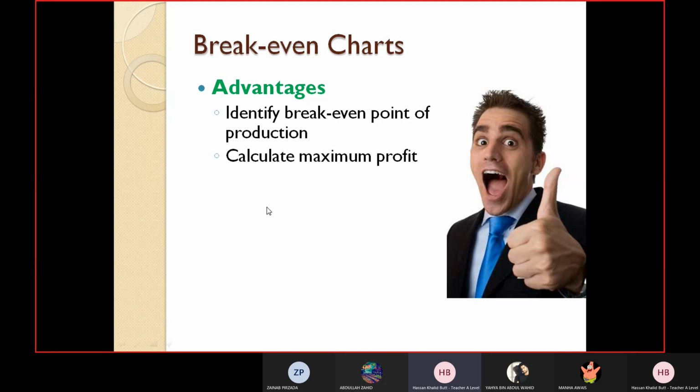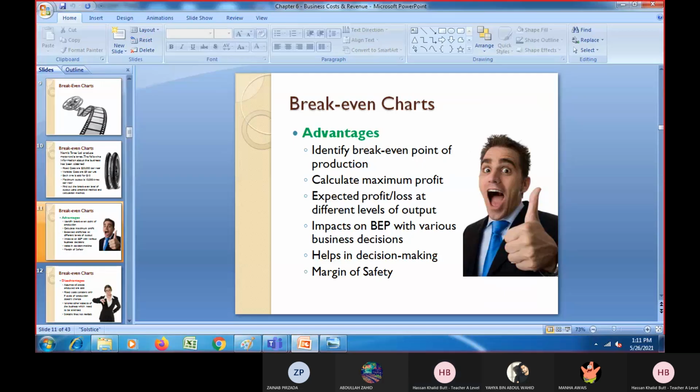Okay, so maximum profit actually tells that this is the profit which they can earn at the max. So they need to know whether this is acceptable to them or not. All right. So then expected profit or loss at different levels of output. Yes, that is also possible. Very achievable. Whatever level of output you are at right now, you can see what amount of profit or loss is there. Let me just give you an idea.